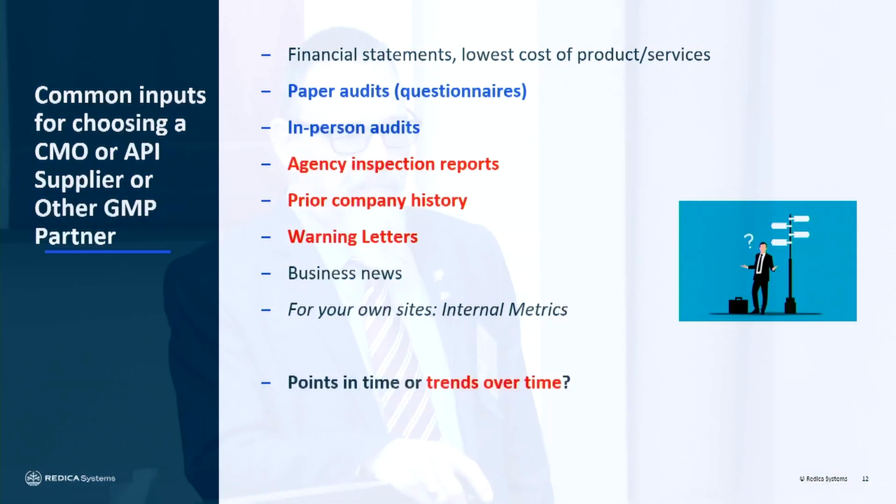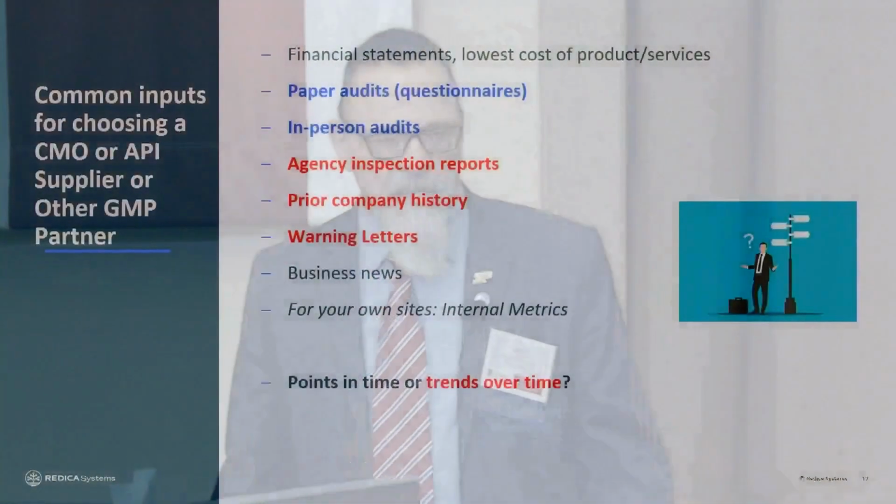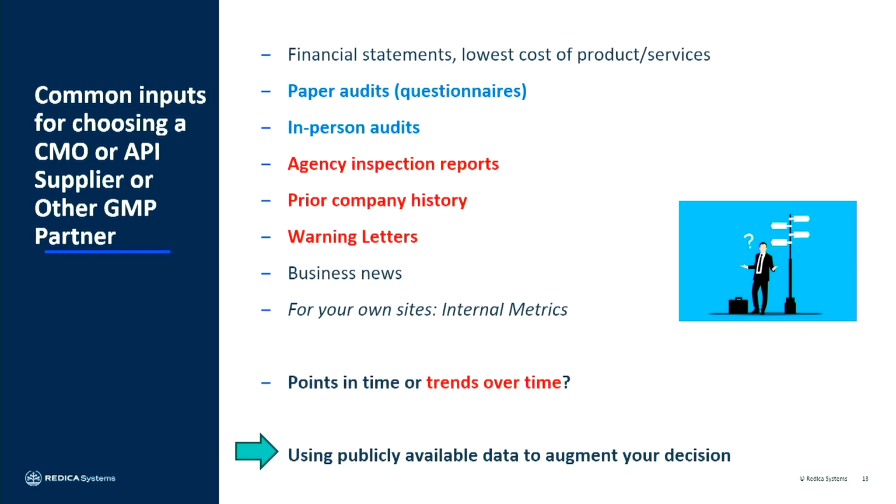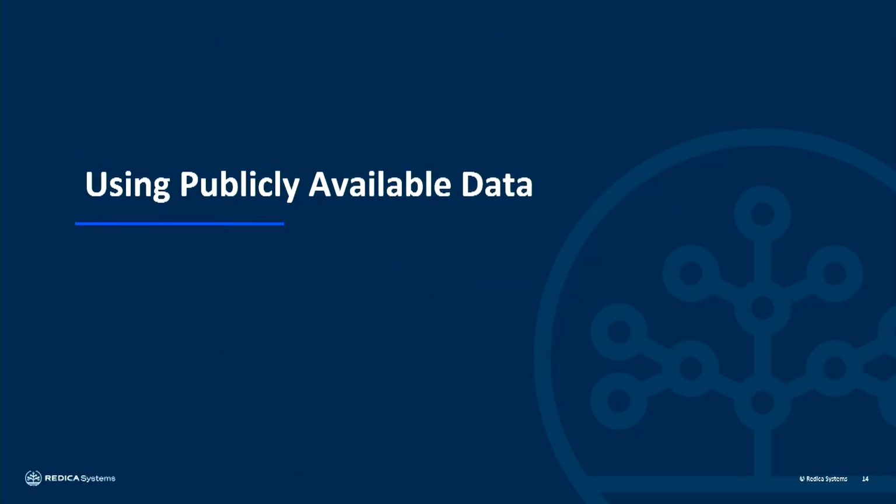So we're going to talk, as I mentioned at the end, about some caveats around audits and inspection reports, so that's why those are in blue. And then we're going to talk a lot about agency inspection reports and prior company history and things like warning letters. It's really important to remember that you want to look at trends over time, right? You don't want to pick a point in time and look at an inspection. You need to look over time. It's important, and we're going to talk about that. And again, I emphasize that we're using publicly available data, and you can use that yourselves to augment your decision as you make these decisions. So let's talk about that.